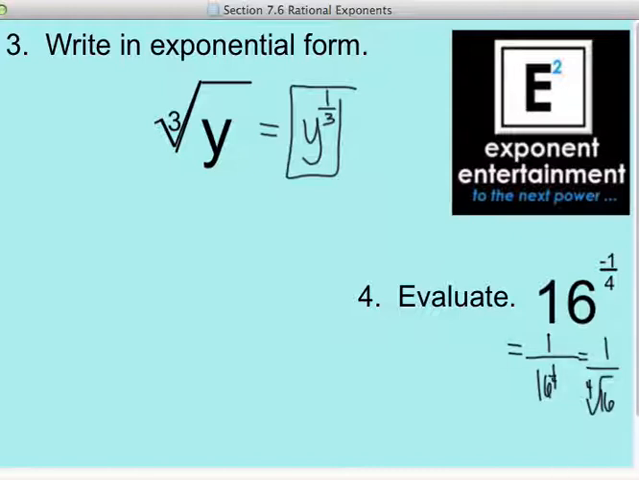So it's 1 over the 4th root of 16. And you can do that on your calculator if you need to. Otherwise, the 4th root of 16 is 2, because 2 times 2 times 2 times 2 is 16. So it's 1/2. And there it is, evaluated.